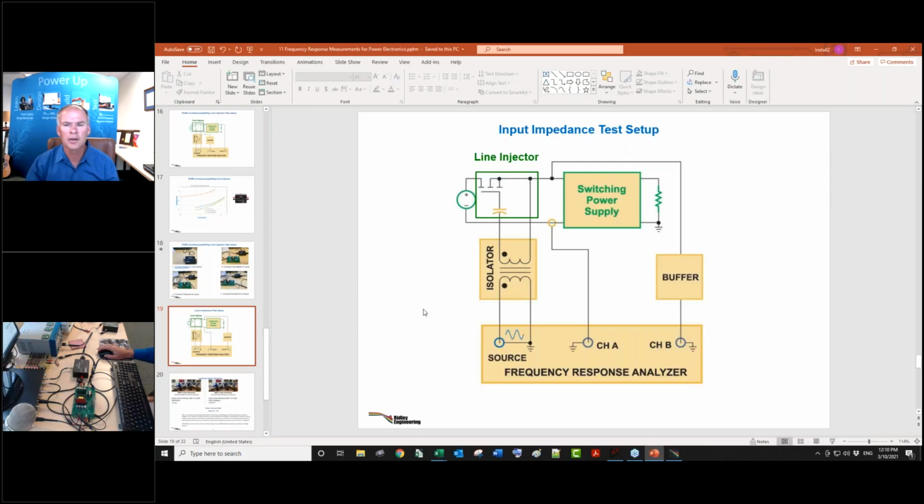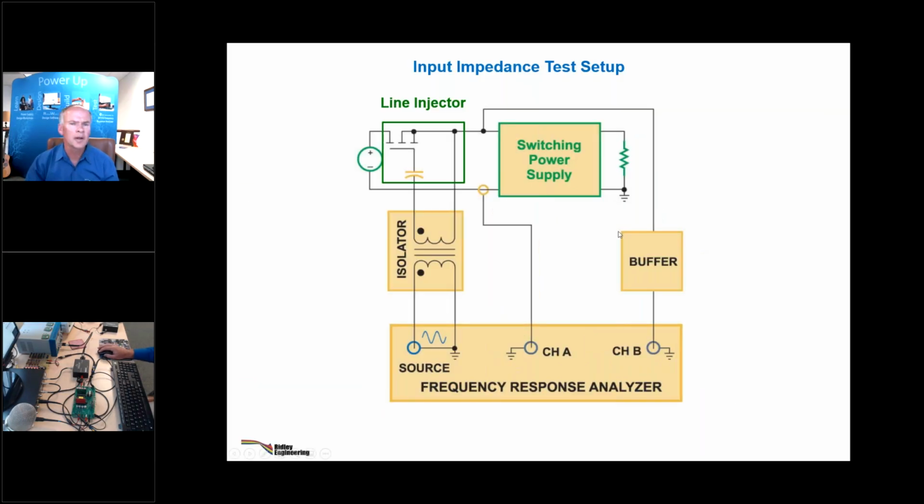And there you go. One more test setup is the input impedance right here. It's exactly the same as the audio susceptibility, except that you either put a little current transformer here to sense the input current, or you can use a sense resistor. If you can break the ground, you can put a 0.1 ohm resistor to sense it, or a 1 ohm, and feed that into channel A. But the setup is the same, and therefore the difficulty of injecting is the same for this.